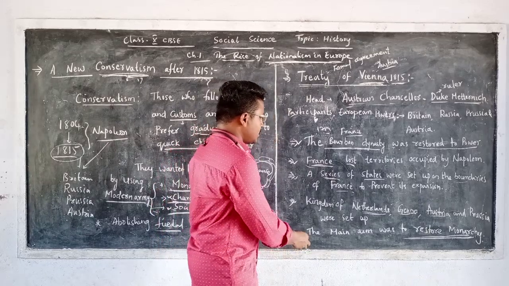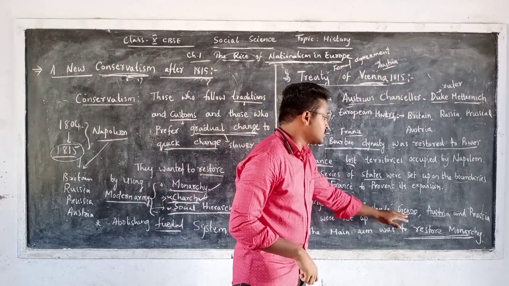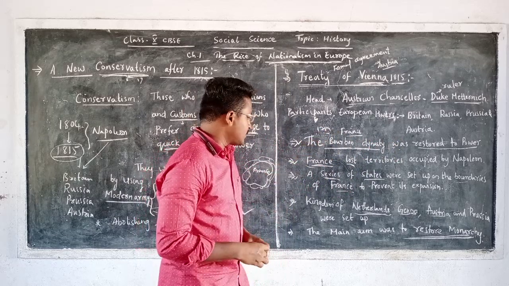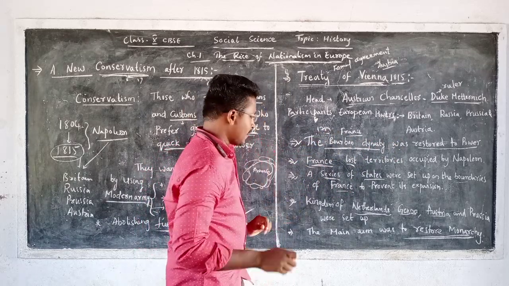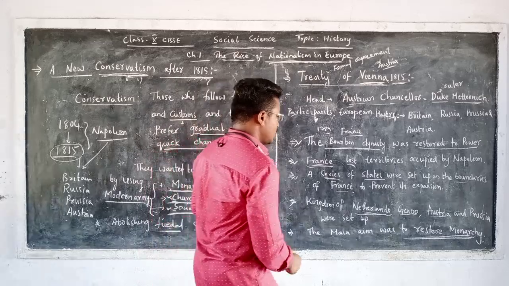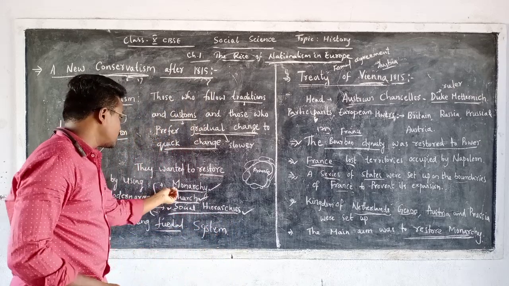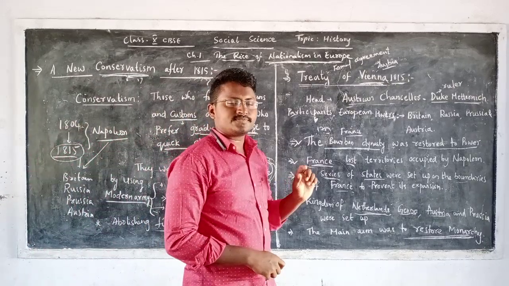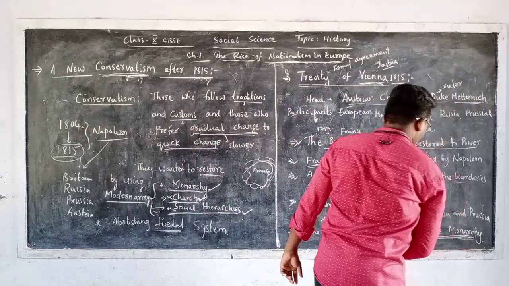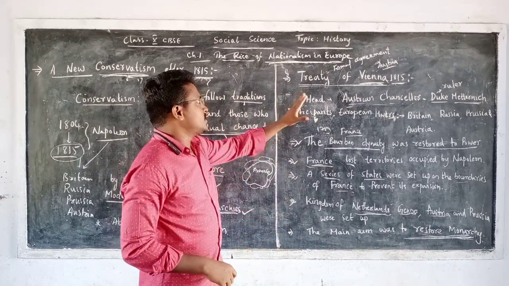Then the fourth thing is that different kingdoms were set up in entire Europe. For example, Kingdom of Netherlands, Genoa, Austria, Prussia. So different kingdoms were set up in Europe. Then finally, the main intention of this Treaty of Vienna, or the main intention of these conservatives, was to restore this monarchy form of government. As I said in the beginning, they wanted to restore this monarchy. So the main aim of these conservatives after this Treaty of Vienna was to restore this monarchy form of government. So these were some of the changes which were brought after this Treaty of Vienna.